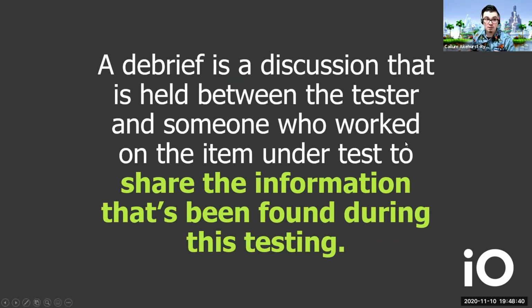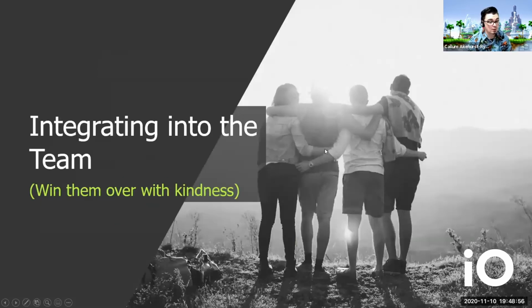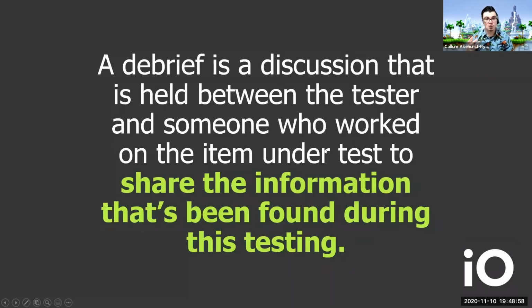I talked about debriefing. So when you're talking to your team, the best way to provide information is a debrief. That's a quick discussion between the tester and somebody who's worked on that item to share the information that's been found. Usually that takes the form of talking about the good, the bad, and the ugly, but it's a collaboration. So once I've done some testing, I usually ask the developer if I can sit with them for 5 minutes and share the information that I found.